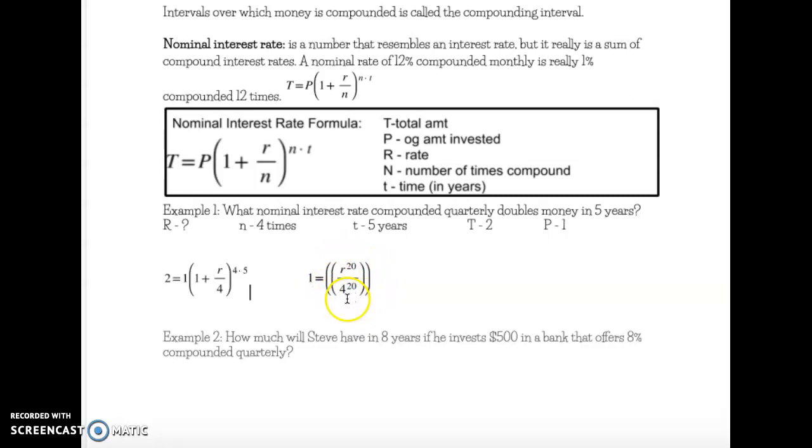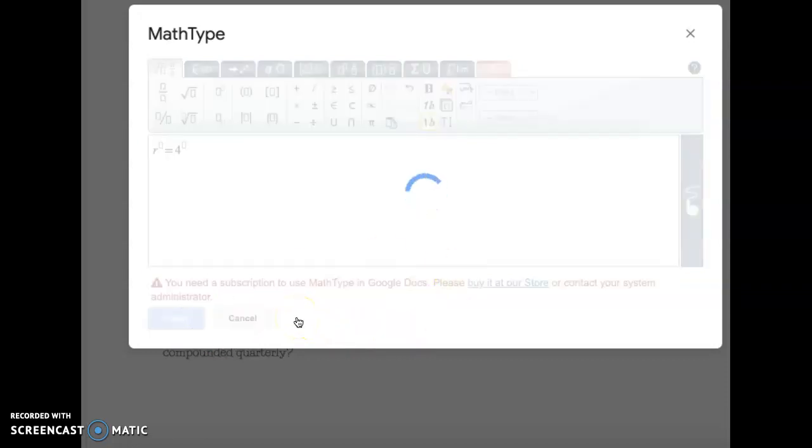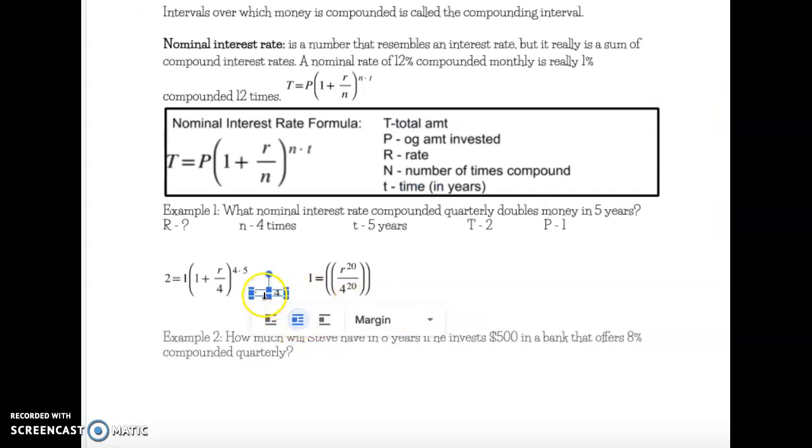I'm going to simplify this for you. So how am I going to do that? Well, when I try to get this 4 to the 20th to the other side, I'm going to multiply. So watch what really cool thing happens. In my opinion, it's really cool. We get r to the 20th equals 4 to the 20th. Now guess what? If their exponents are the same, it means their bases are the same. So we can actually just get rid of the exponents and see that our rate is going to be 4. Yeah, that's right, just 4.